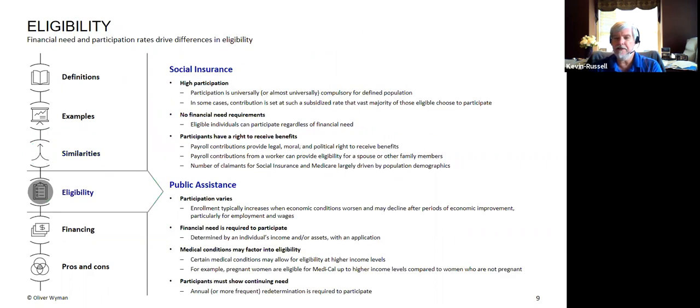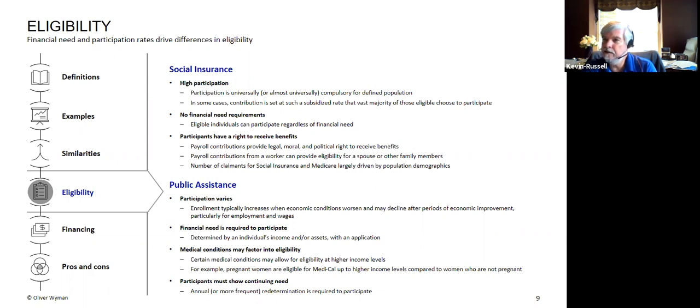Moving now to slide 9. Talking about eligibility. For social insurance, there's a high level of participation, as we've discussed before. Participation is universal or almost universal, compulsory for a defined population. In some cases, you have contribution levels that are set at such a subsidized rate that the vast majority of those who are eligible choose to participate.